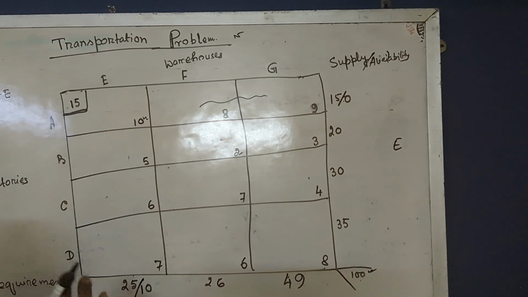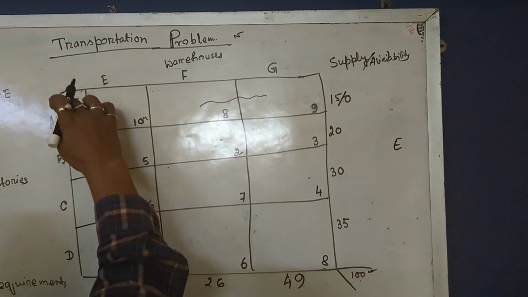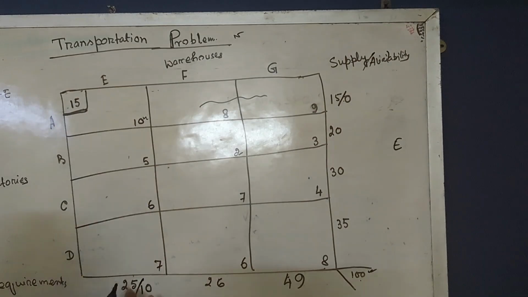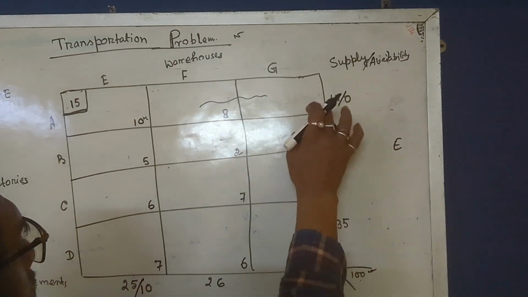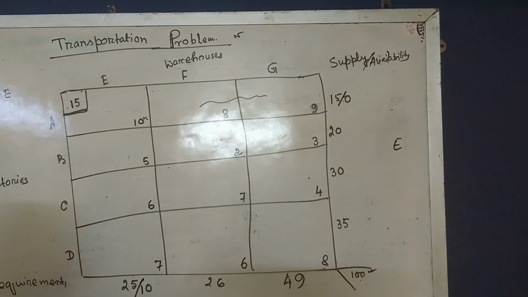Now suppose instead of 25, 14 is written here. Then how much will you write here? You have to put 14, because 14 is the minimum of these two. But in this case it is 25, that's why I have written 15. This is the minimum amount.